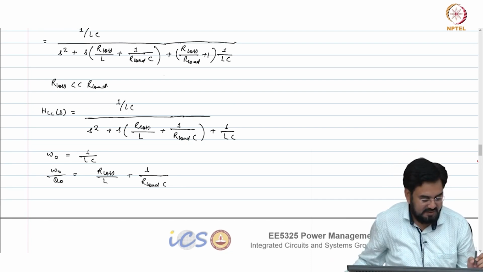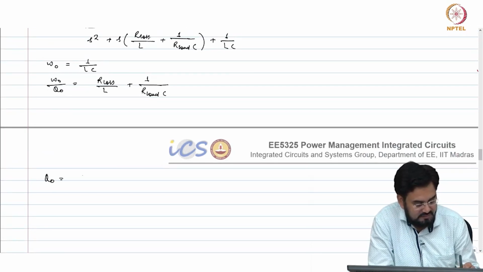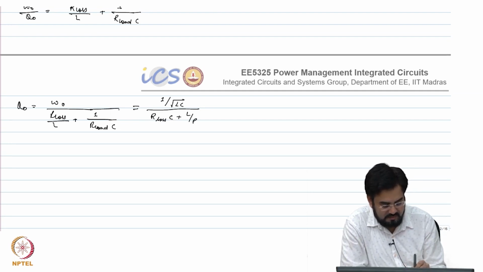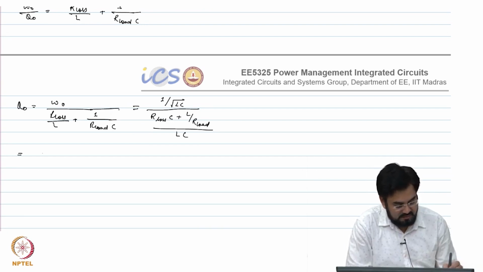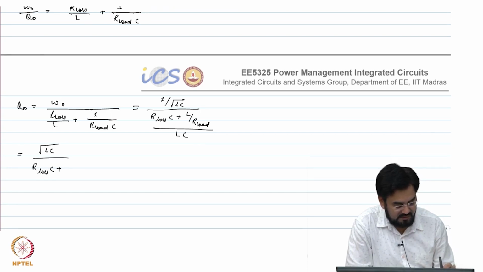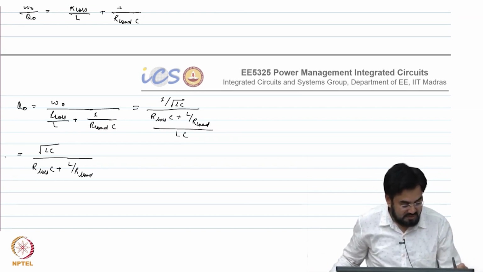Okay. So from here you can find Q naught equal to omega naught over R loss over L plus 1 over R load C. So 1 over square root LC divided by R loss over L plus 1 over R load C. So this will become square root LC over R loss C plus L over R load. So this is your Q naught.